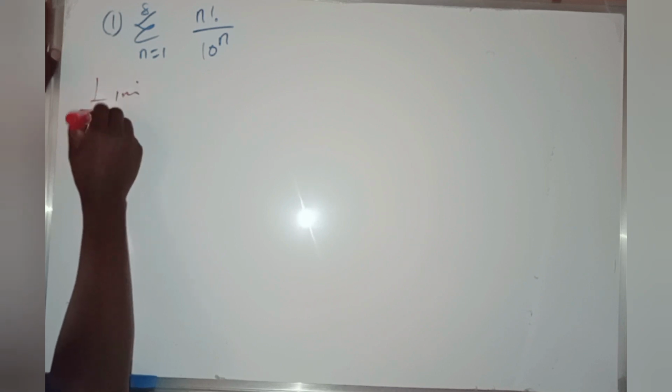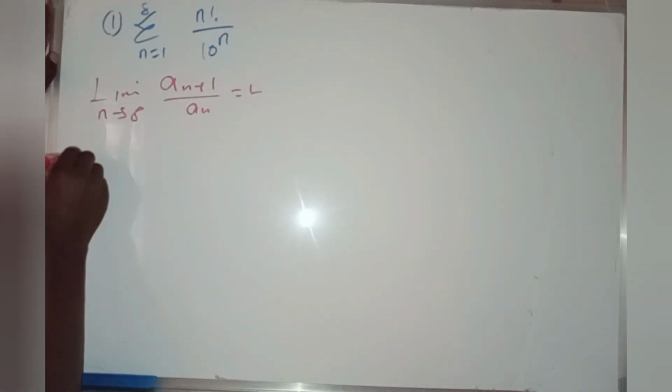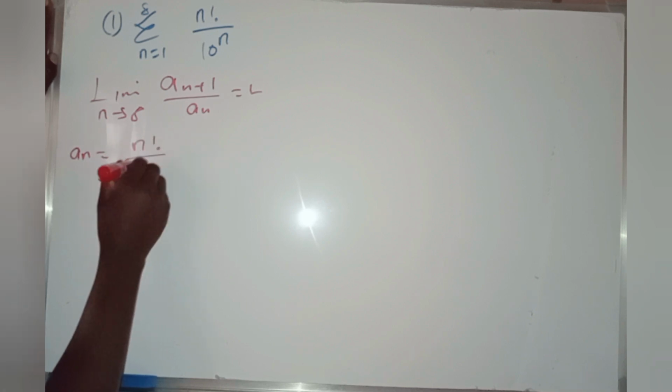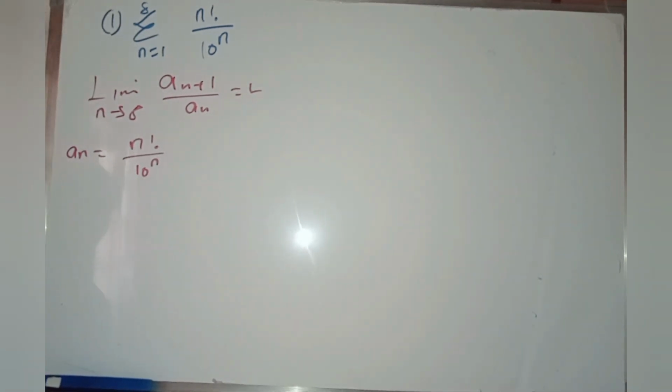Example 1, the series is given by the summation as n goes from 1 up to infinity of n factorial divided by 10 raised to the power n. Now we determine whether this series converges or diverges using the ratio test. Remember that the ratio test states that the limit as n approaches infinity of an plus 1 divided by an is equal to L. So your an is equal to n factorial divided by 10 to the power n.